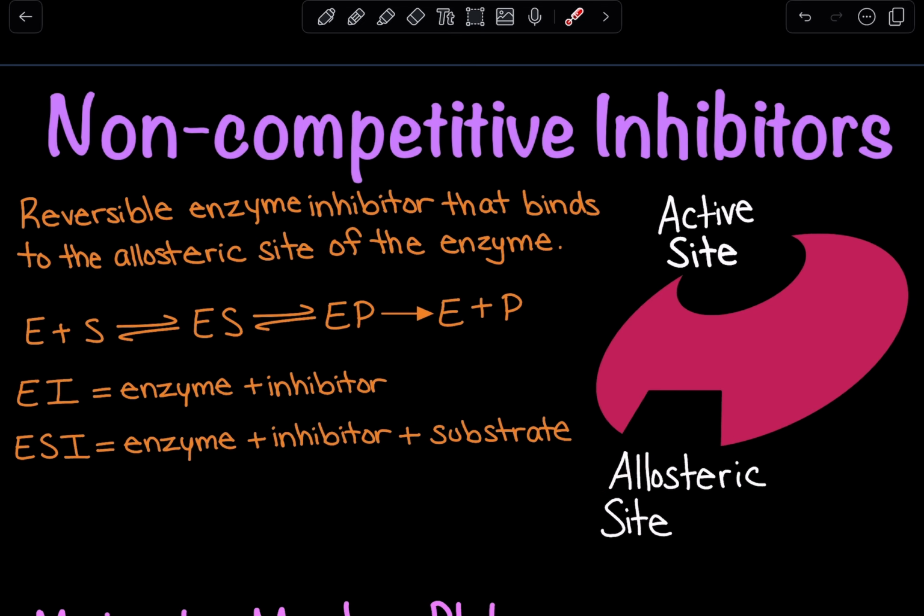Now, if we compare this to competitive inhibition, remember that in competitive inhibition, the inhibitor is binding to the active site. But in non-competitive inhibition, we are binding to the allosteric site.